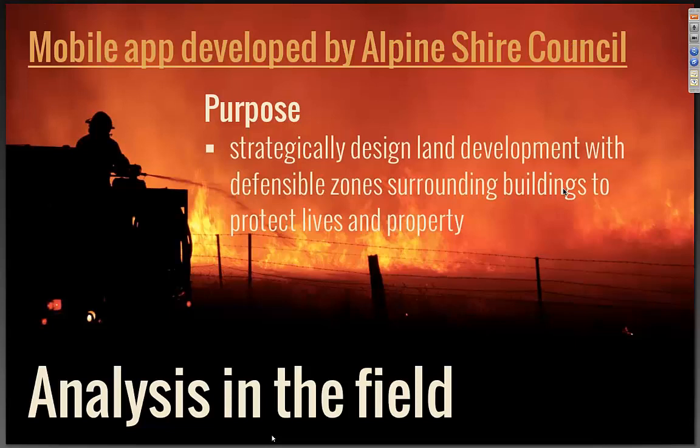The last mobile app I'll talk about is one developed by Alpine Shire Council. They had this process where bushfires are a really big deal in Australia, in that they burn down a lot of property. So when you build a structure, you need to have approval that basically says this is a defensible area, defensible against bushfires. What they were doing in the past is they would have proposed building sites sent into the offices, and they would do some analysis, and then they would get back to the person. And it's a slow process, and there were flaws in it.